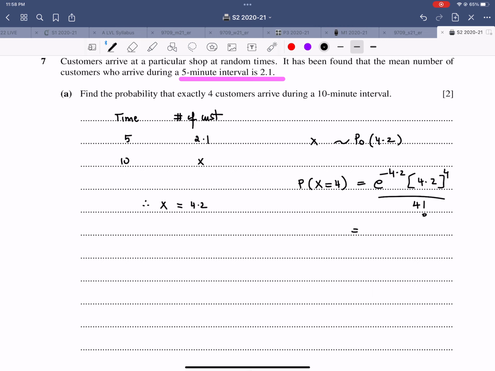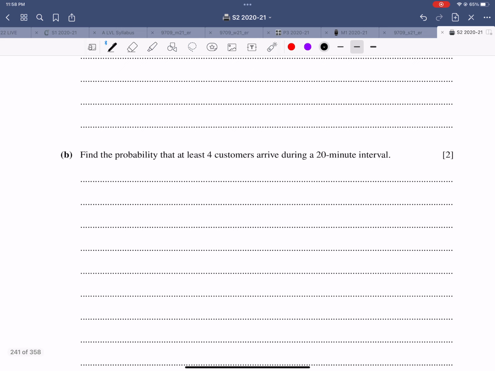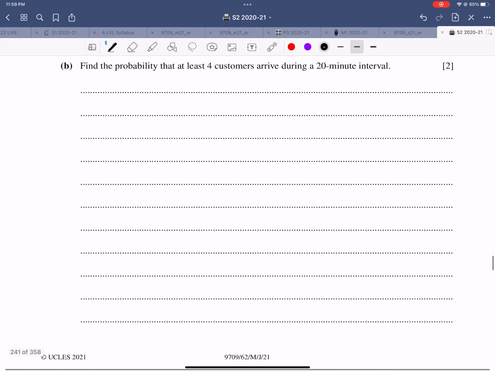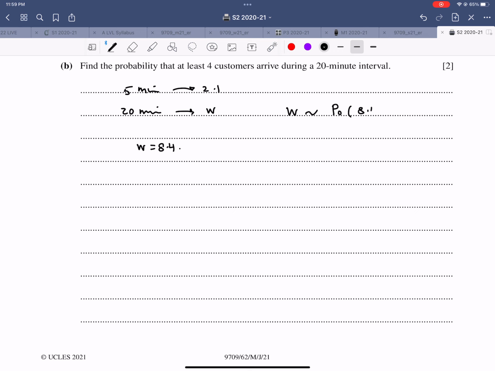Now, what else are they asking? They are asking find the probability at least 4 customers arrive during a 20-minute interval. So 5-minute is 2.1 customer, 20-minute is W customers. So multiply by 4, so W comes out to be 8.4. So W follows a Poisson distribution with 8.4, at least 4. So probability W is greater than or equal to 4. That's 4, 5, 6 all the way till infinity. That is 1 minus probability W is less than or equal to 3.